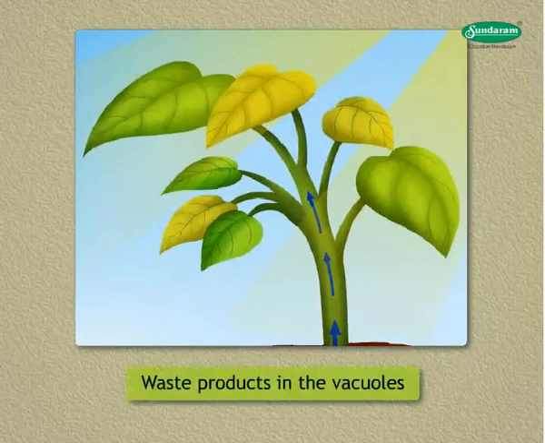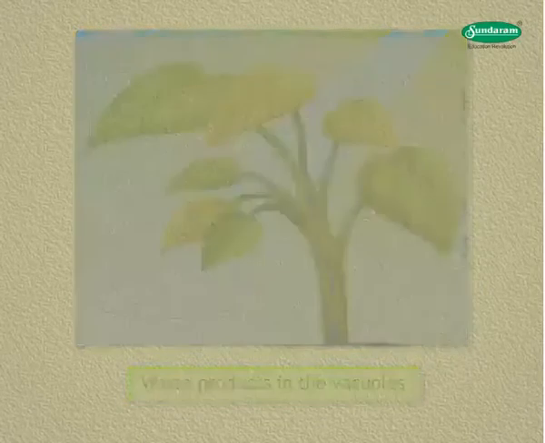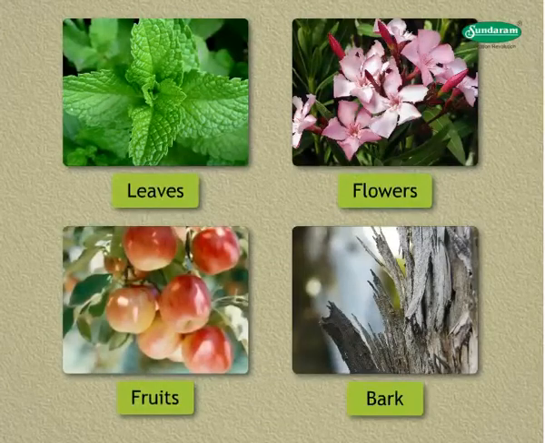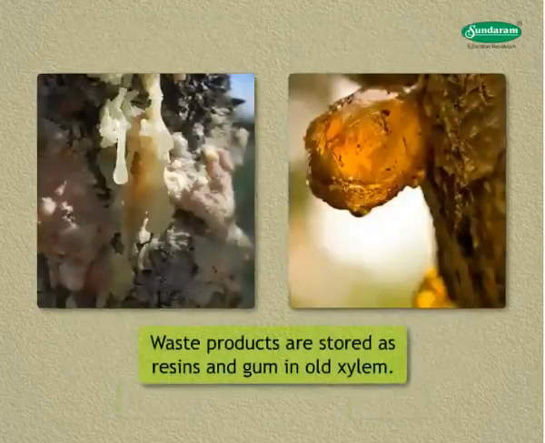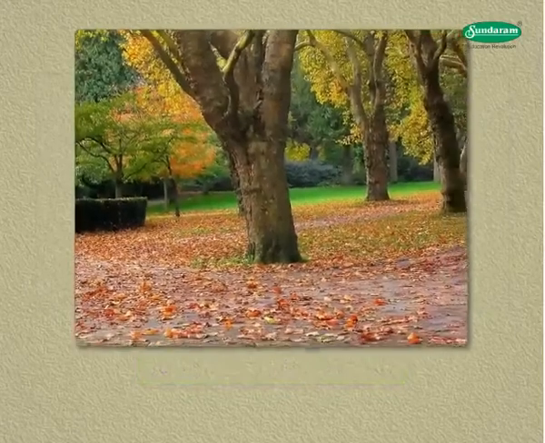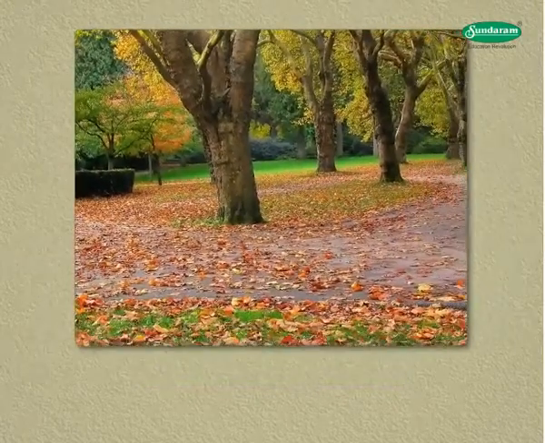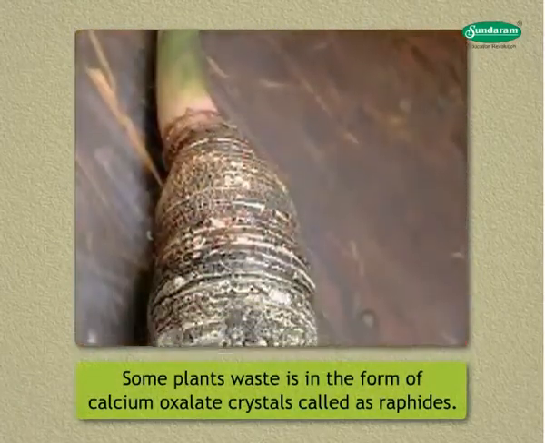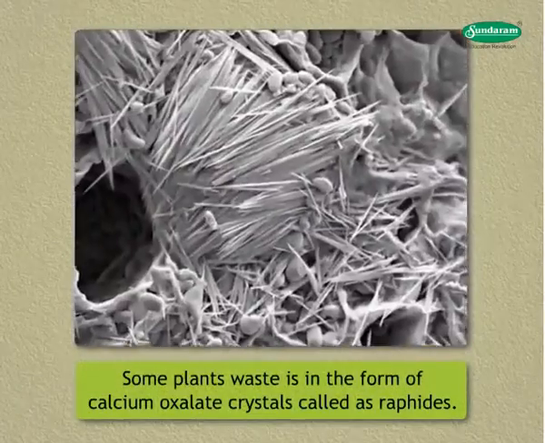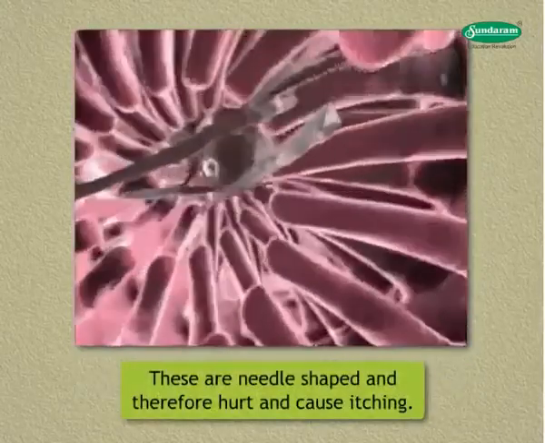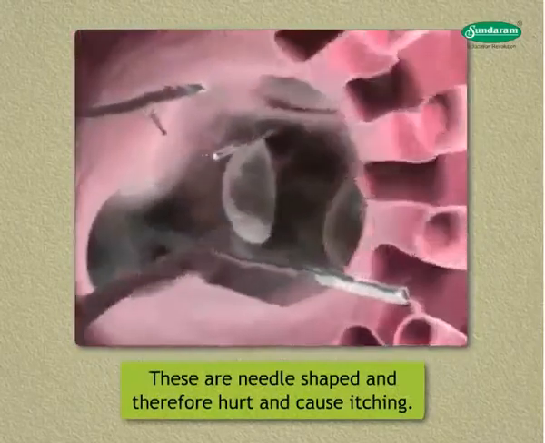Many plant waste products are stored in the vacuoles of the leaves, flowers, fruits, and even in the bark that fall off. Other waste products are stored as resins and gum in old xylem. Plants also excrete some waste substances into the soil around them. In some plants, waste is in the form of calcium oxalate crystals called raphides. These are needle-shaped and therefore hurt and cause itching.